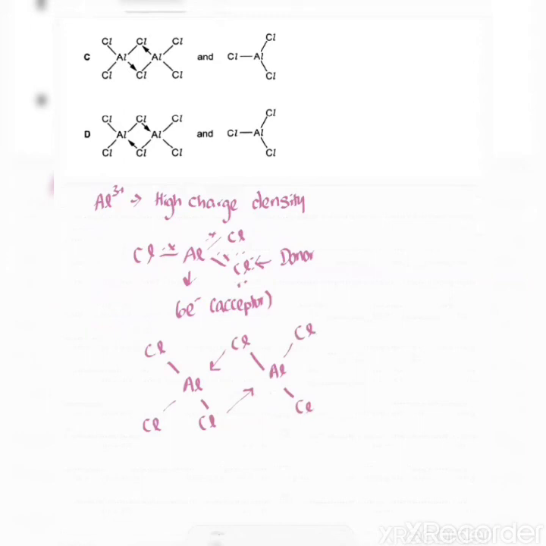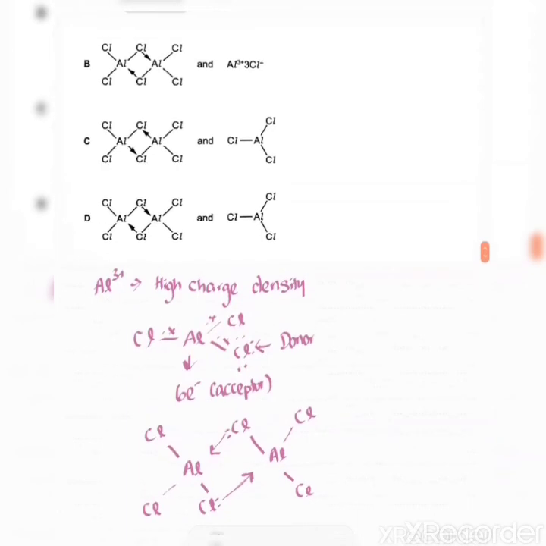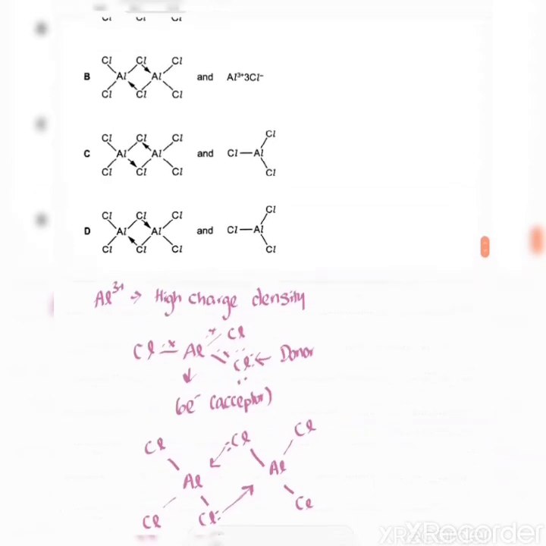So you can clearly see that the chlorine atom is the one that donates the pair of electrons, and aluminium is the one that accepts it. So this option is only given in option D. Therefore, the answer here is D.